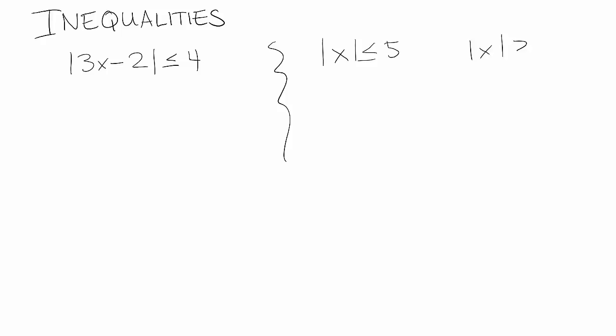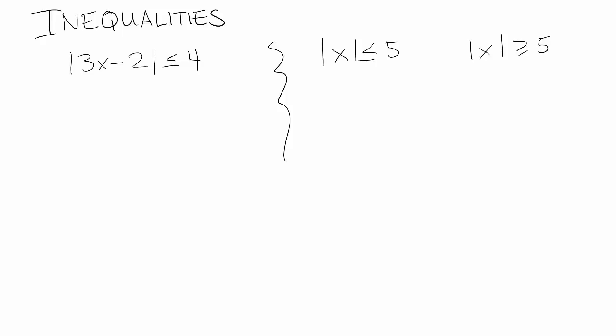Okay, now what if we had absolute value inequalities? So here's an example. Let's say you had absolute value of 3x minus 2, less than or equal to 4. One thing to consider before we get there is absolute value inequalities. Let's take a simpler example. What if you had absolute value of x less than or equal to 5 versus absolute value of x greater than or equal to 5? So let's consider those before we get to solving this example.